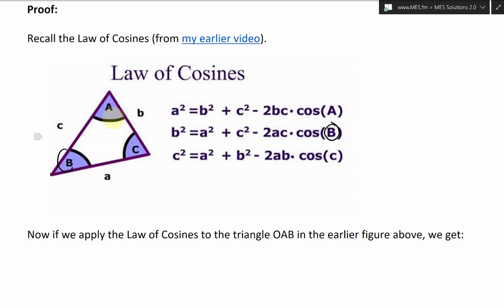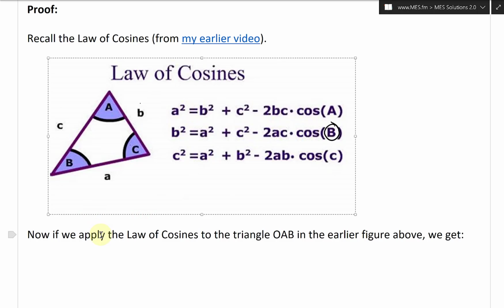For angle B, you're going to have B squared equals A squared plus C squared minus 2AC cos B. And likewise for the angle C, C squared equals A squared plus B squared minus 2AB cos C. Anyway, so that's the law of cosines, and again, I proved that in my earlier video.